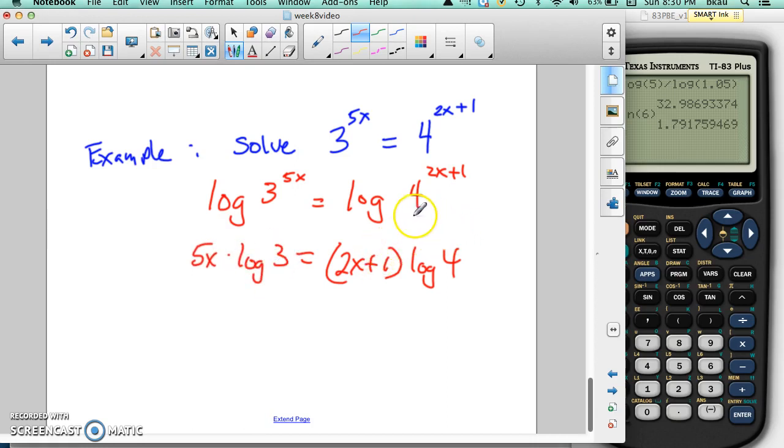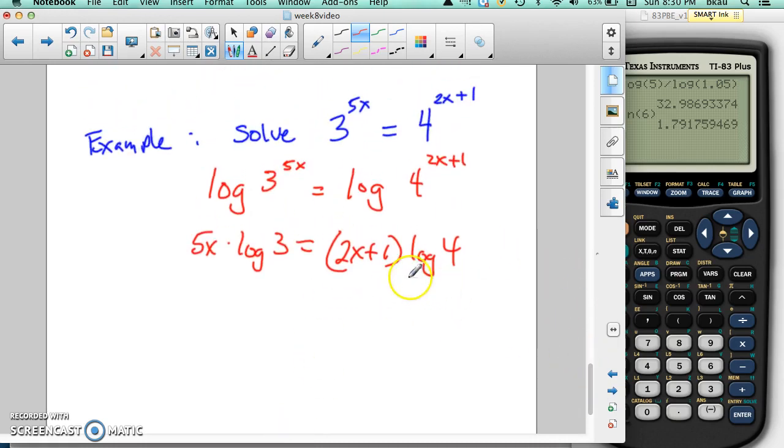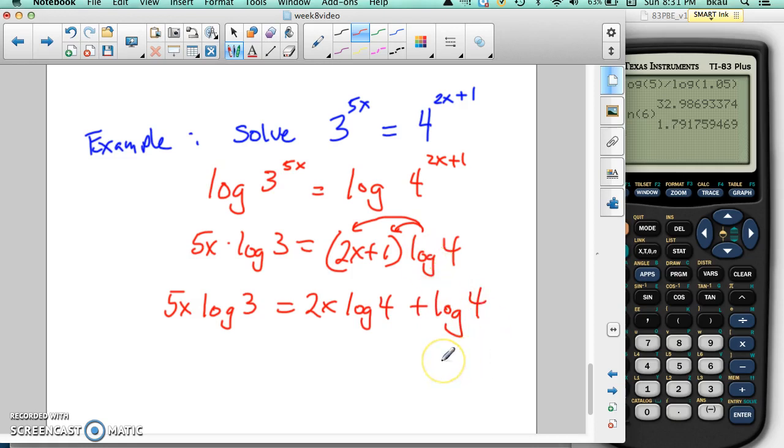So we're going to have to put all the x values together on one side. This just makes it more complex in solving this problem. It's just that we have two x values instead of one, and we're going to have to put them on the same side together and factor. So I'm going to leave this one alone. I'm going to do the distributive property here on this side, so I get 2x log 4 plus log 4, because that's what 1 times log 4 is.